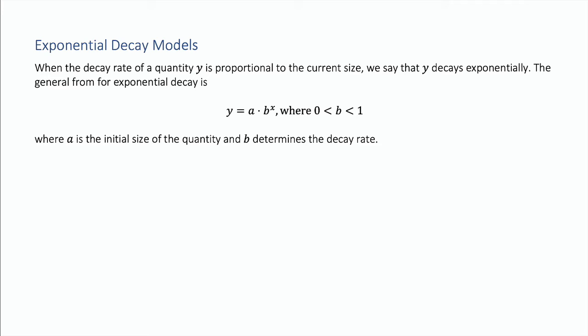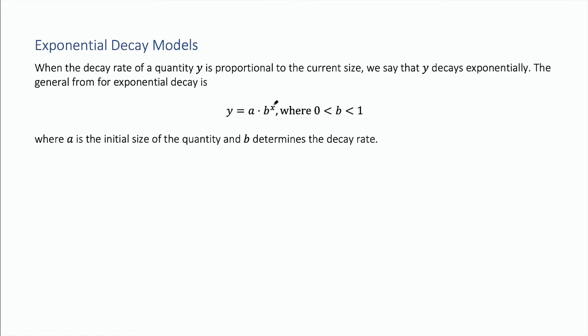Similar to exponential growth, we can look at exponential decay models. This is when essentially the same thing is happening, but instead of growing, we're decaying. And when the decay rate is proportional to the size of our population y, or whatever quantity we're measuring, then we say that we have exponential decay. And this is the formula.